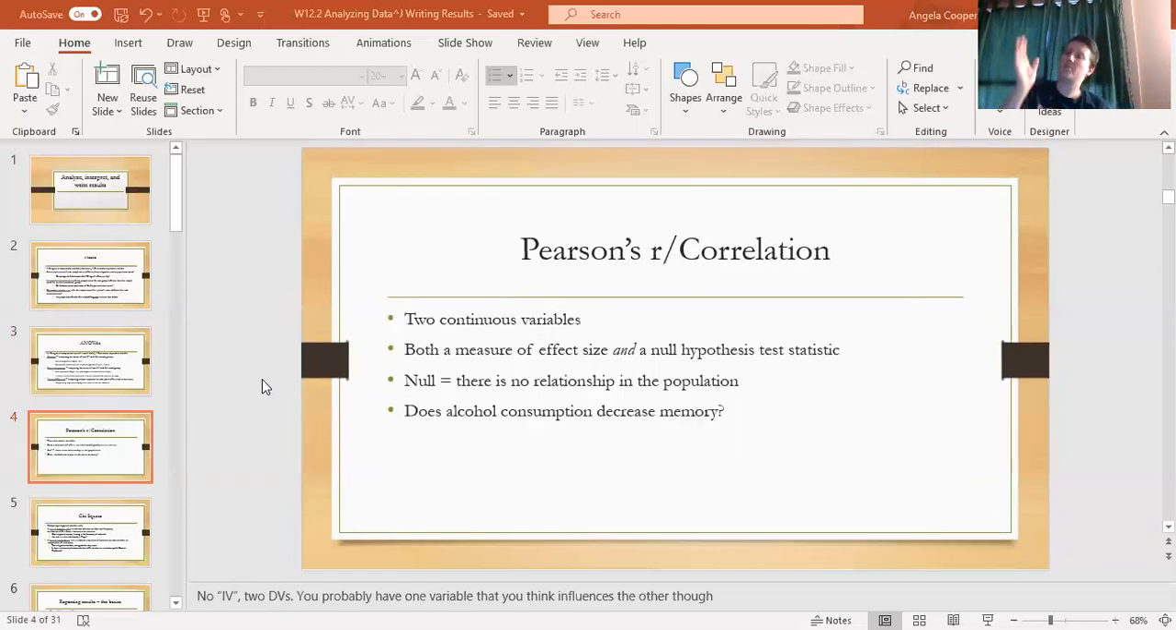So we also have Pearson's R and correlation. This is where we have two continuous variables or two quantitative variables. This is both a measure of effect size and a null hypothesis test statistic.